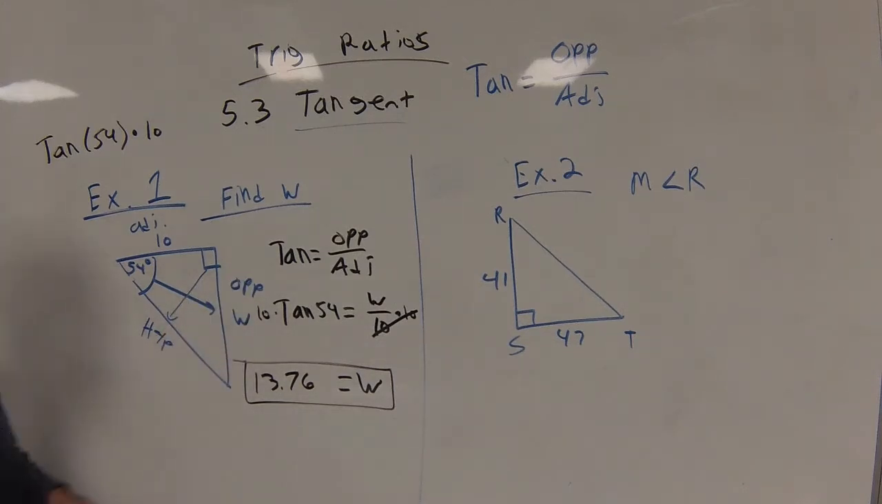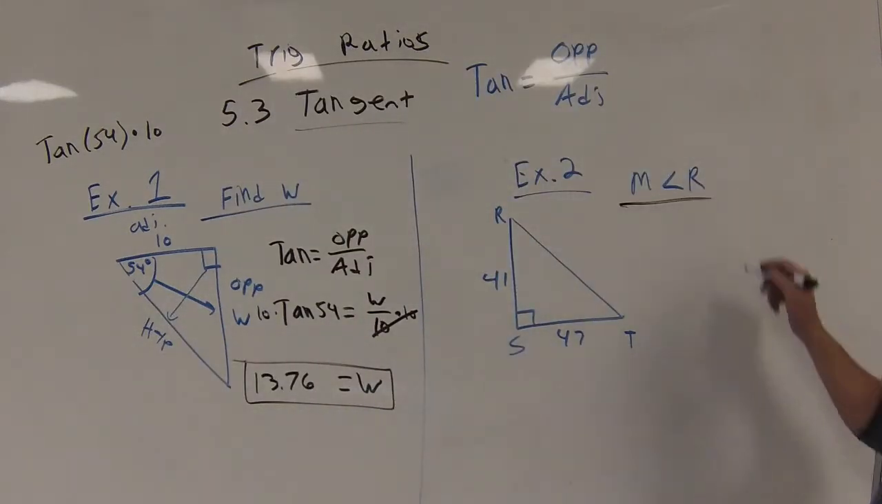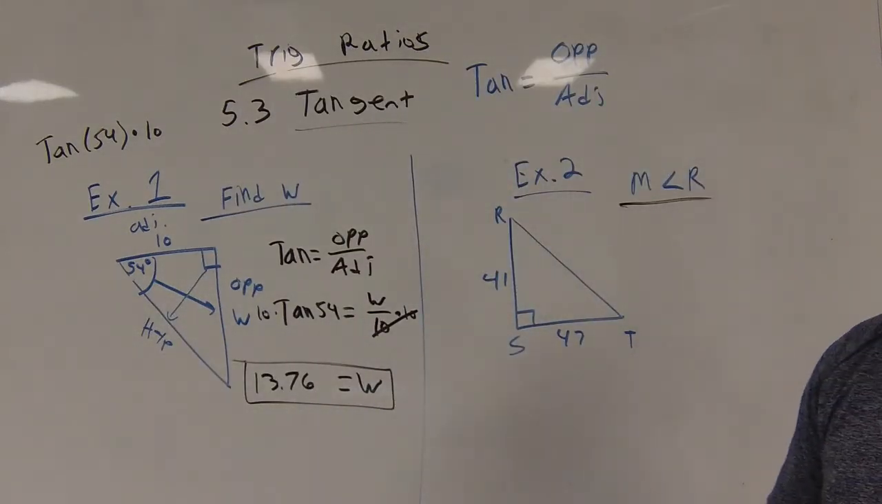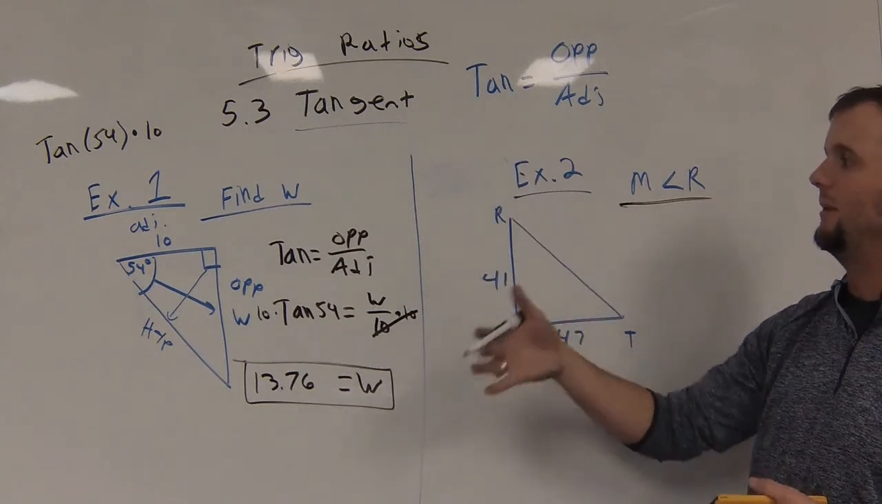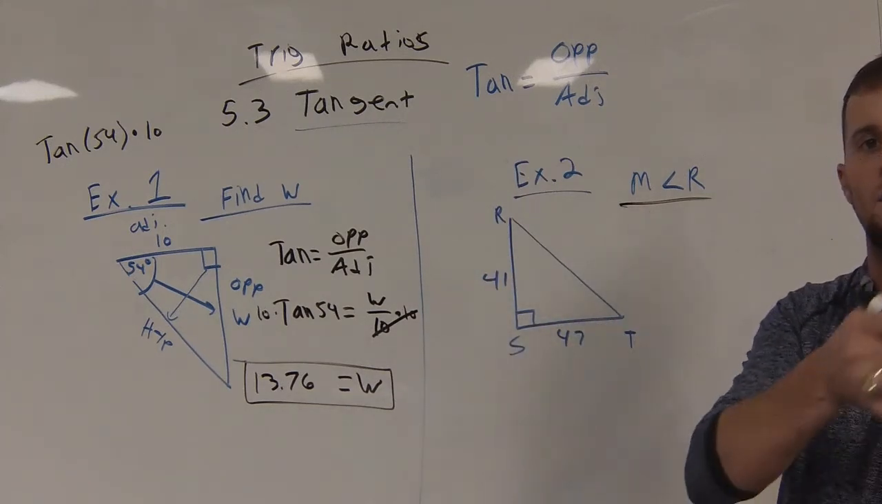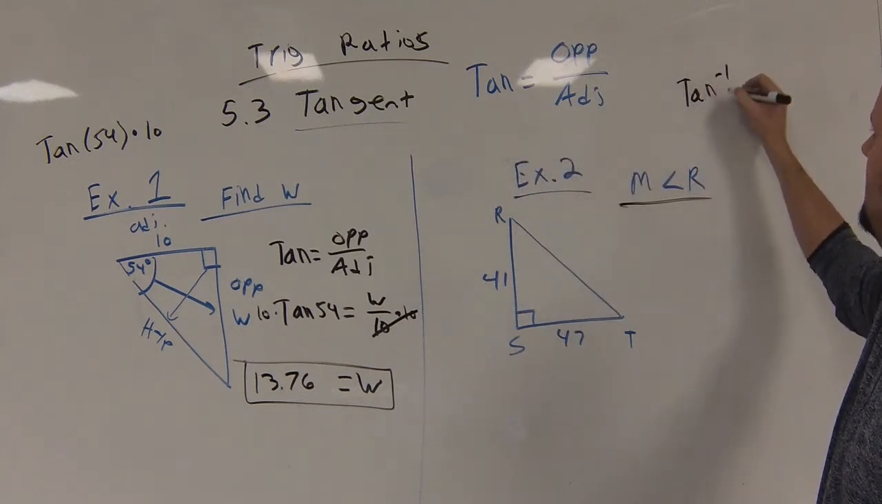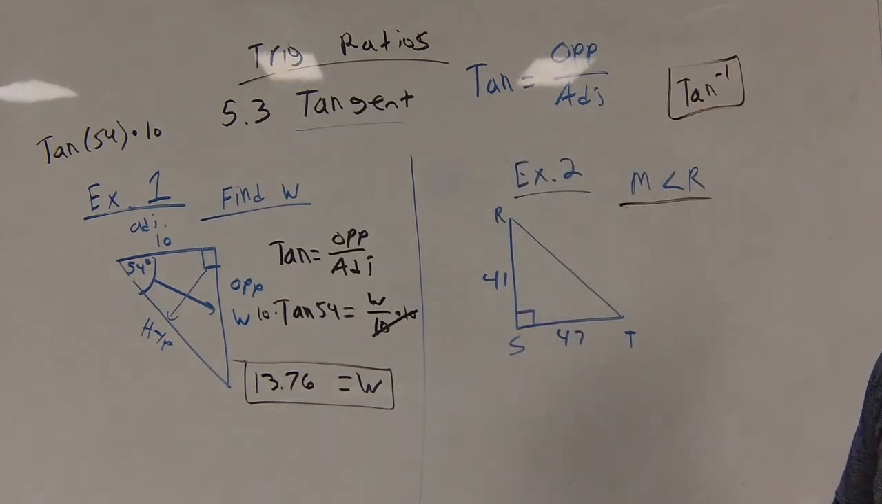Okay? So now over here in example number 2, it's asking me to find the measurement of angle R. So remember, if we are using trig ratios to find the angle measurement, I'm going to have to use the inverse of the ratio, which is the inverse of tangent in this example. And you'll see it inside your trig button on your calculator here. So let's go look at this.